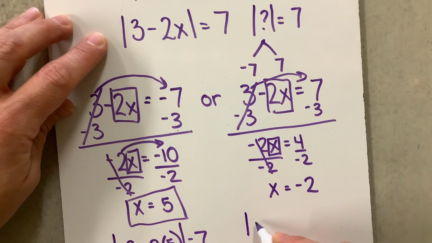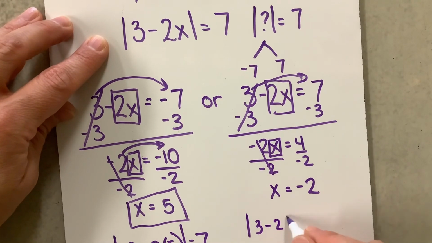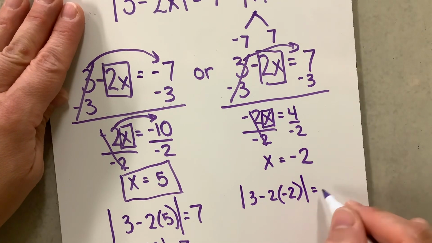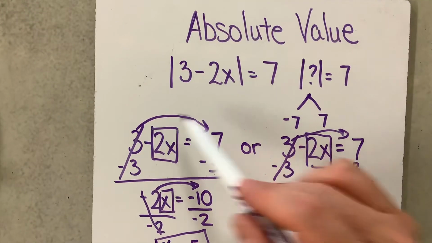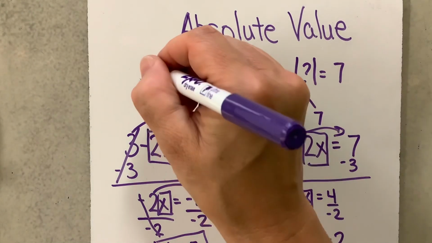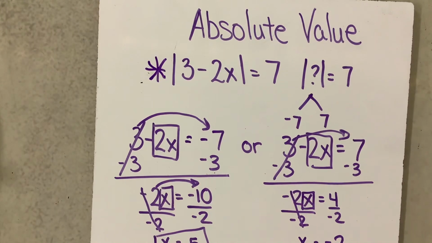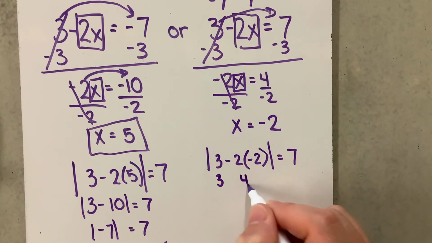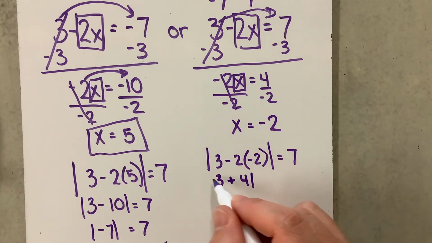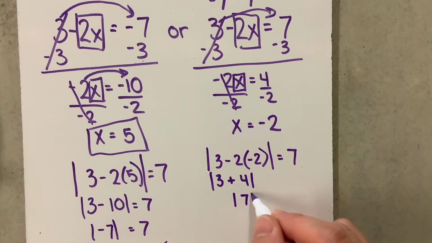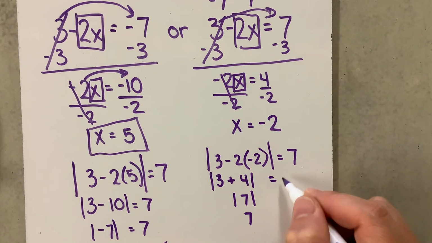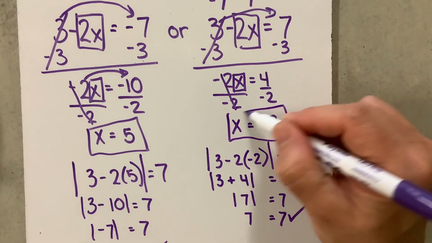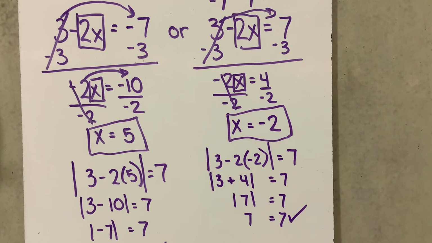Let's make sure this is true. So we're going to take the absolute value of 3 minus 2 times this x value that we found, and that should equal 7. Okay, so we have to go back to the original equation. Please be careful of that. You'll always go back to your original when you plug them in to check. All right, so 2 times 2 is 4. Negative times negative is positive. So 3 plus 4 is 7, and the absolute value of 7 is 7. Okay, so that is true also. So both of these are answers to this equation.